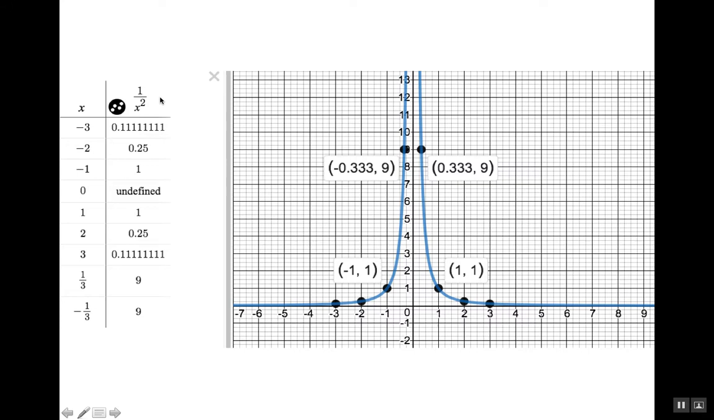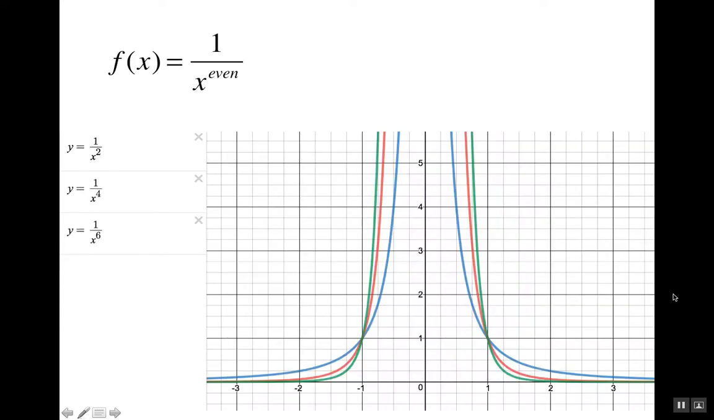What about the family of even-powered functions? The most basic is 1 over x squared, and I have displayed a table of values for 1 over x squared. We'll notice that it is restricted to the first and second quadrants, and that it is concave up in both quadrants. x equals 0 is a vertical asymptote, and y equals 0 is a horizontal asymptote. The other members of the even-powered functions have the same basic shape. They just increase in steepness as the exponent of x increases.